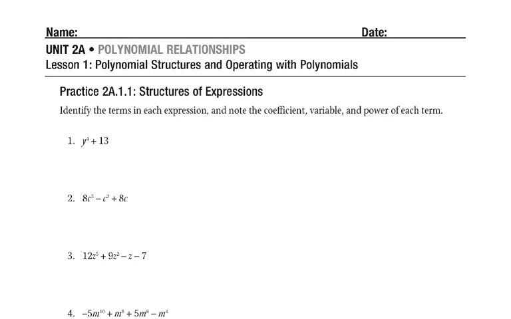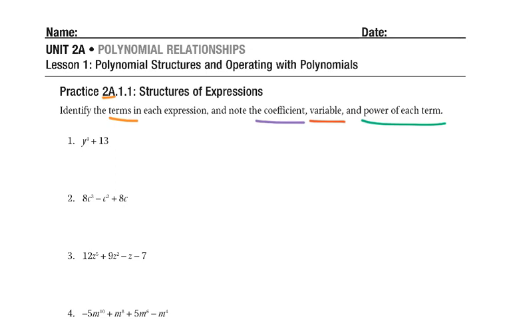Here we are, Unit 2A, Lesson 1, so 1.1, 2A.1.1, I should say. That 2A is going to throw us off, isn't it? Alright, so we're taking a look now, and we're going to identify a few things with these polynomial relationships. So the first thing, we want to talk about what are the terms of each expression, the coefficient, the variable, and the power of each term.